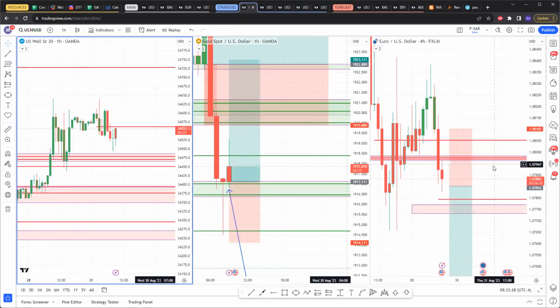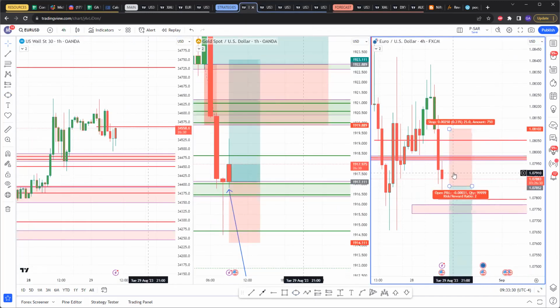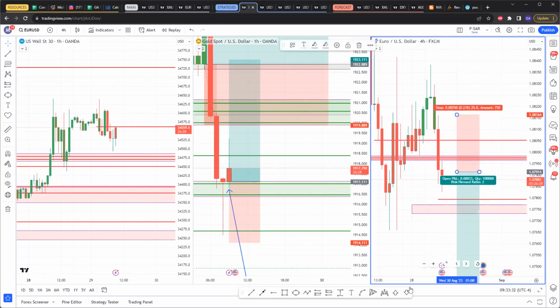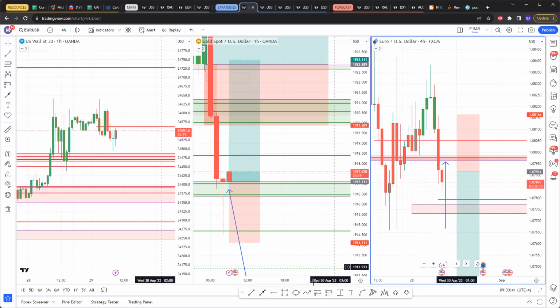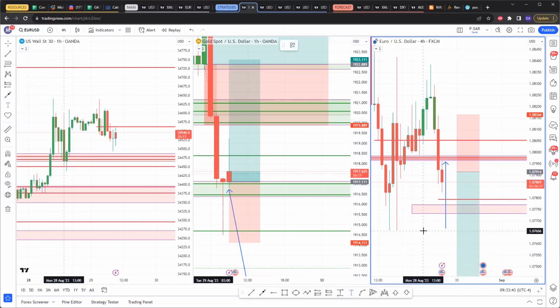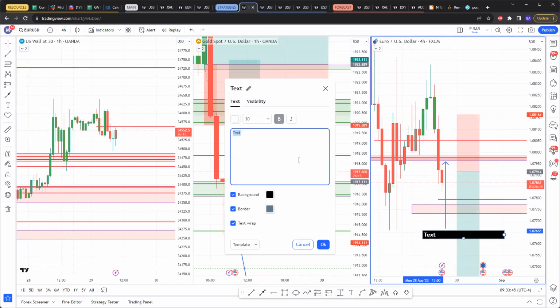The only other entry I'm seeing is on EU, where we have a 4-hour entry. This would be a break and continuation, but a possible one. Possible break. Continuation.